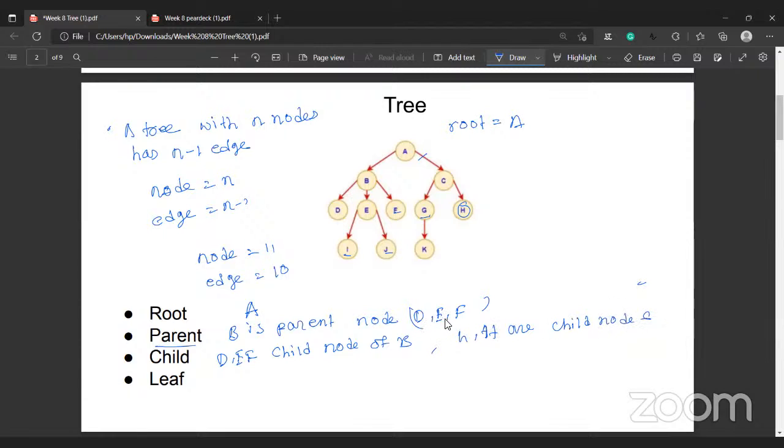Like this. Then leaf node. A node which does not have any child is called leaf node.